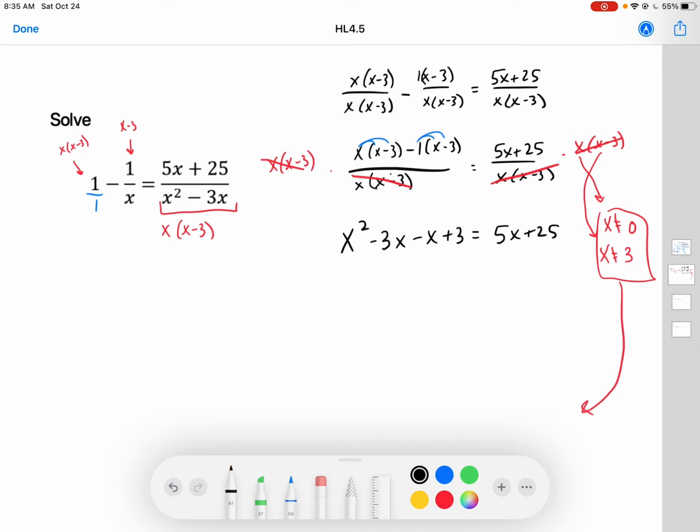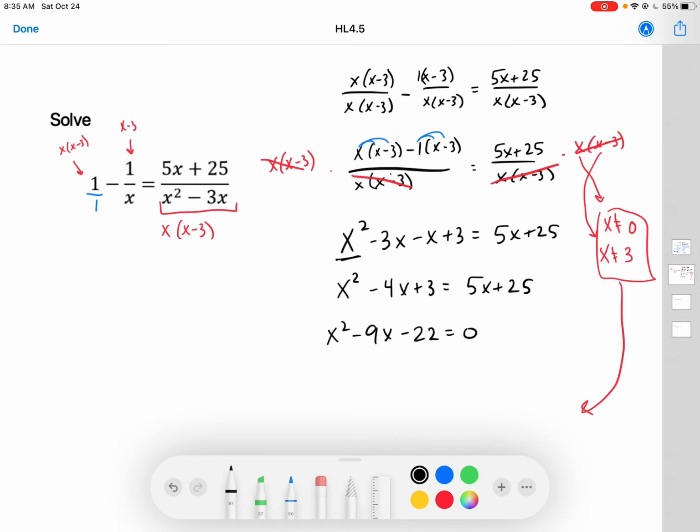But we have this problem. We actually have an x squared term. Whenever you still have an exponent other than 1, you're going to want to get everything to one side. I'm going to combine like terms first though. So I'll subtract 5x over, so you get negative 9x. I'll subtract 25 over, so you get negative 22.